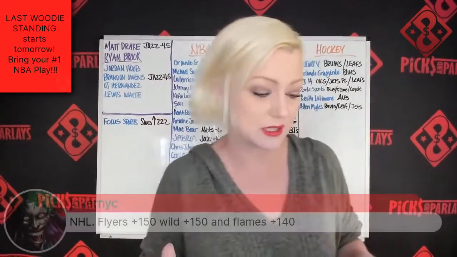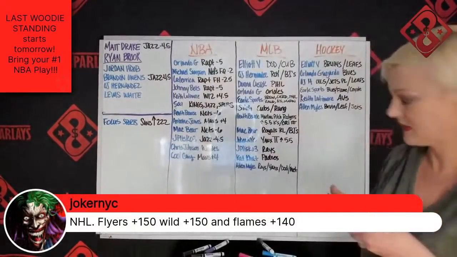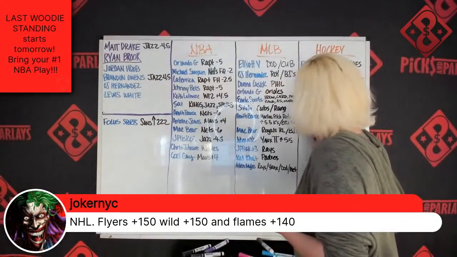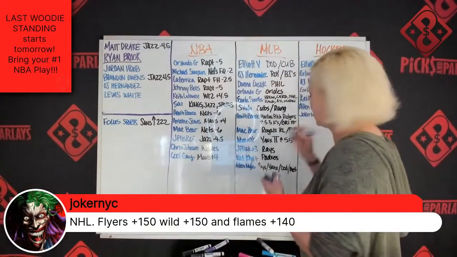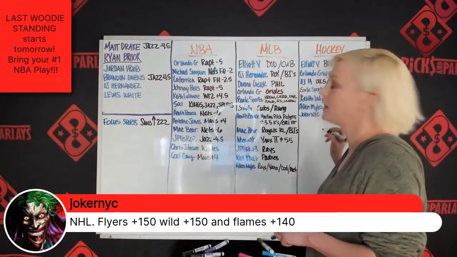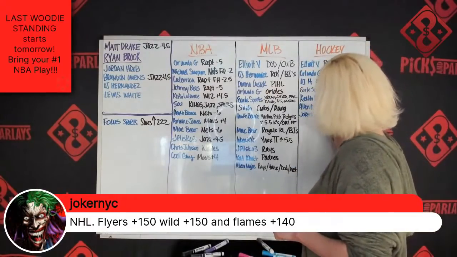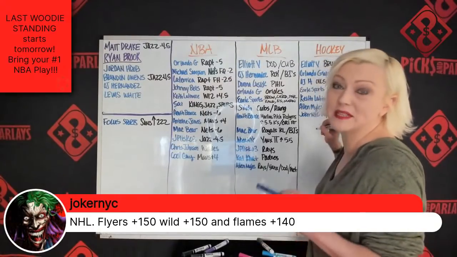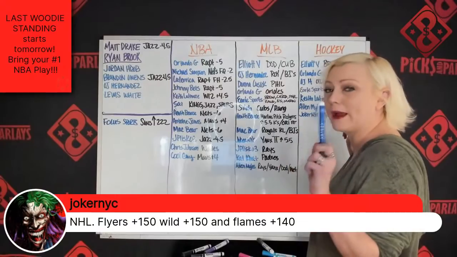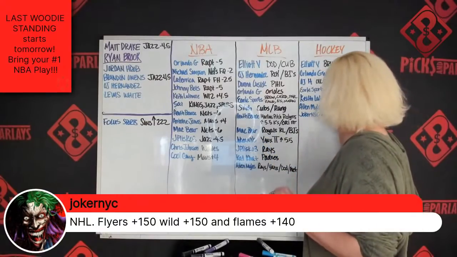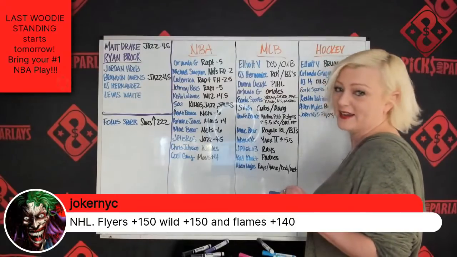Detroit Lenny's going with Gonzaga. Joker NYC, I'm going to take it over. That's just how I'm going to do it. Flyers, Wild, Flames. See, if you guys would give me the team names and not the damn city names, I wouldn't write Oil instead of Jet. Okay, just saying. Flyers, Wild, and Flames.